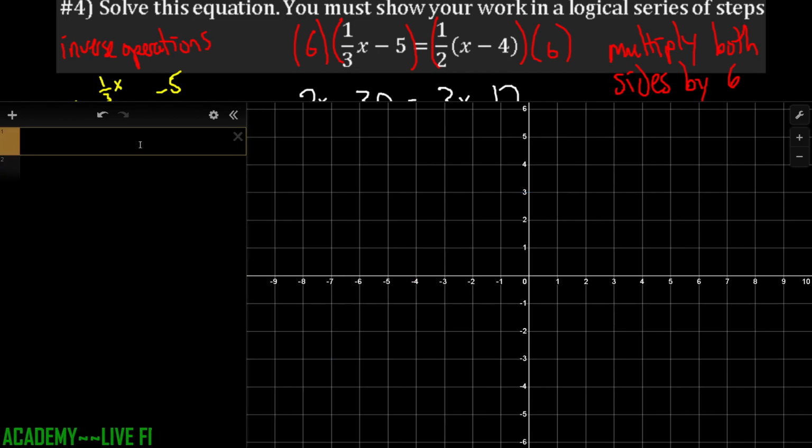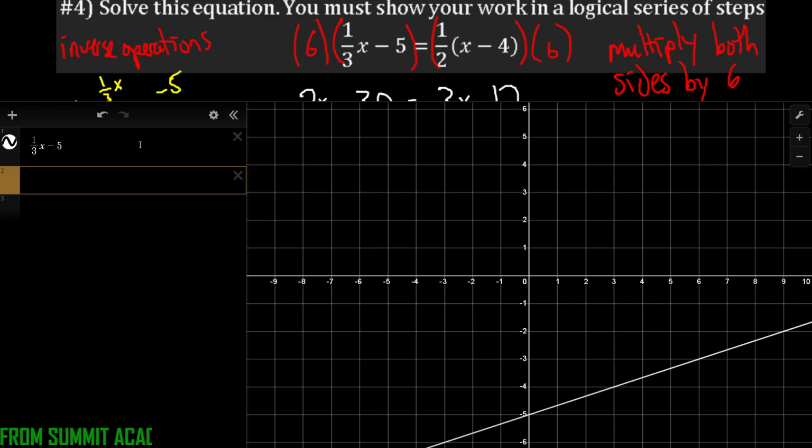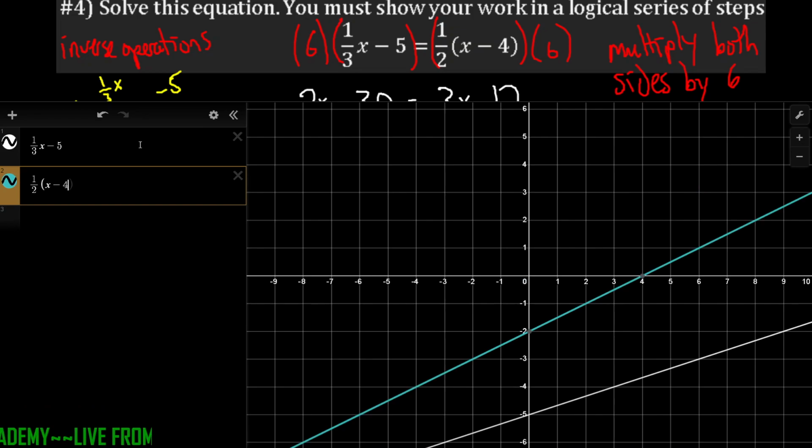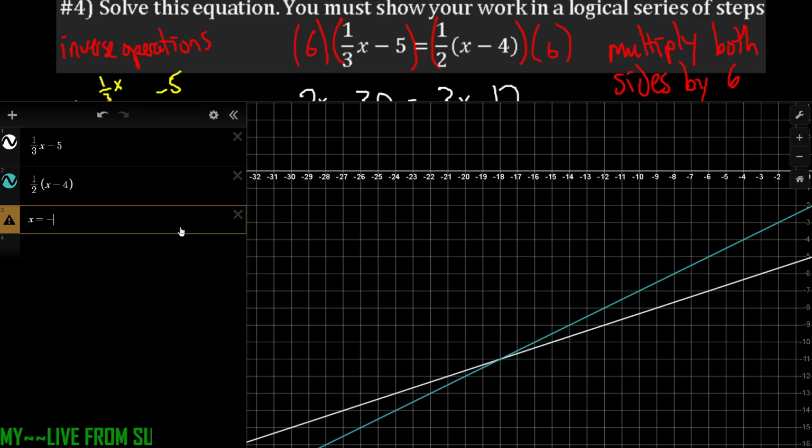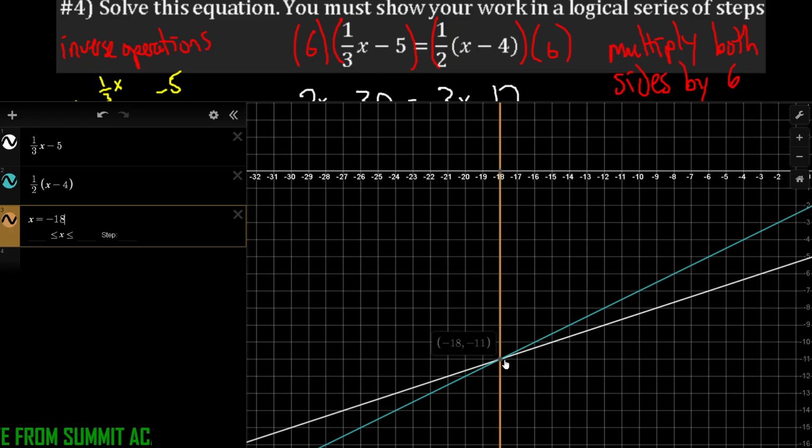Okay, so we said our left side is 1/3 times (x minus 5), and the right side is 1/2 times (x minus 4). So we have to scroll the whole way out, zoom out, slide over if you need to. Notice how when we said x equals -18, it goes directly through that point. And so we said our solution is going to be x equals -18, but you could say the point of intersection is (-18, -11). So just be careful that you're saying that your answer is -18 on that one.